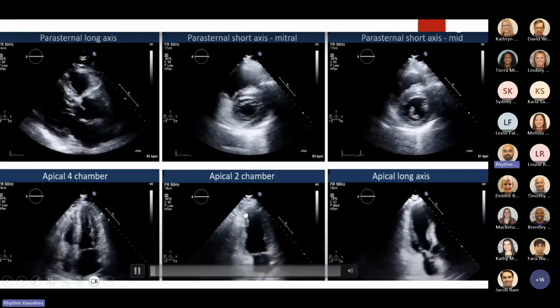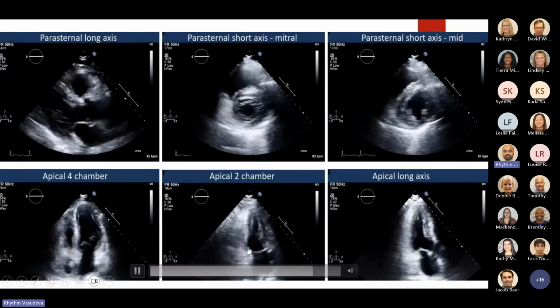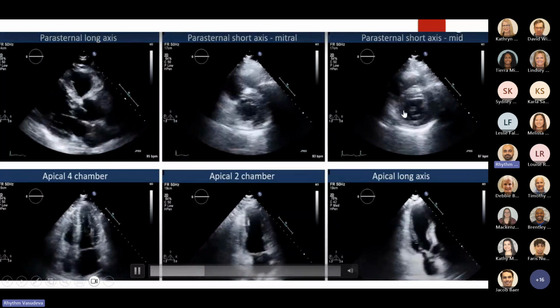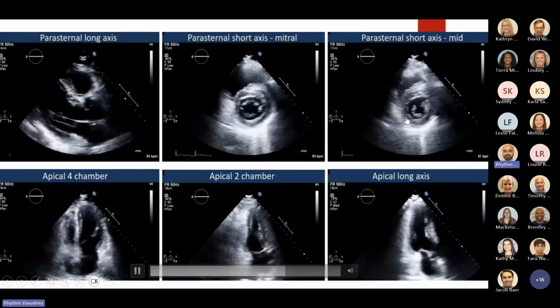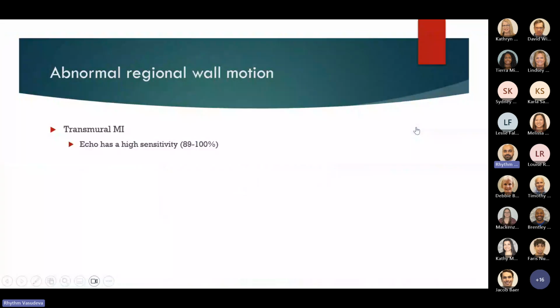Yeah, I think it's most evident at this basal inferior wall, and then probably here you have this basal septal region. So most likely an RCA infarct, and the patient ended up getting a stent to the proximal RCA.